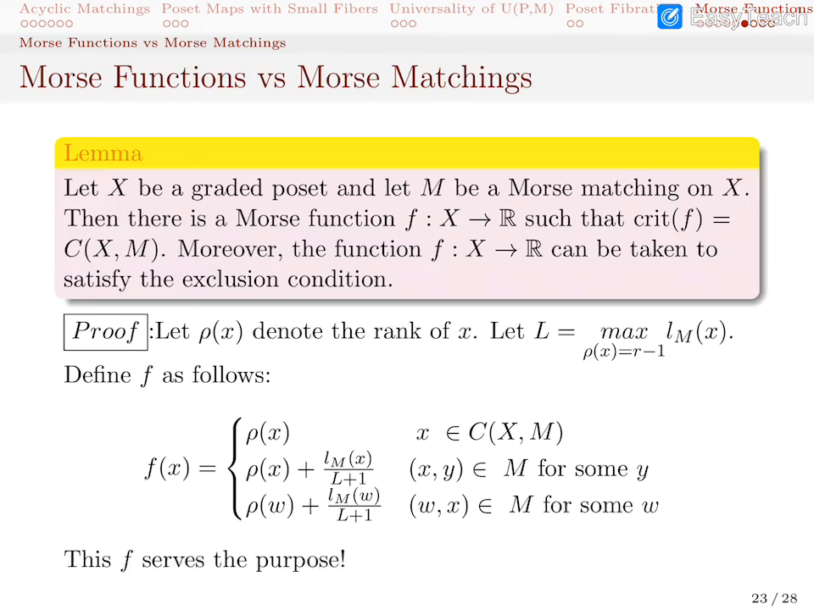Then we have this. We have f(x) equals rank of x if x is in C(X, M), and ρ(f(x)) equals ρ(x) plus l_M(x) by L plus 1 if xy is in M for some y, and it is ρ(w) plus l_M(w) by L plus 1 if wx is in M for some w. And okay, so I will just say here that ρ(x) is equal to r. This r I am taking, this is ρ(x), and I am claiming that this f in fact serves the purpose.